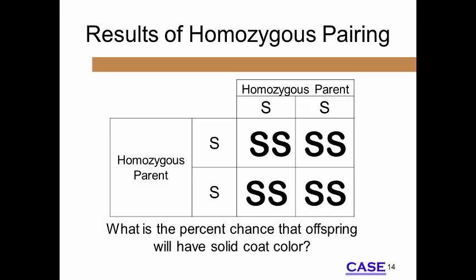The predicted percentage of solid-colored offspring is 100%. If the crossing produced 100 new offspring, then all 100 would have the phenotype trait of solid coat color. This is a purebred mating. The individuals breed alike or true.